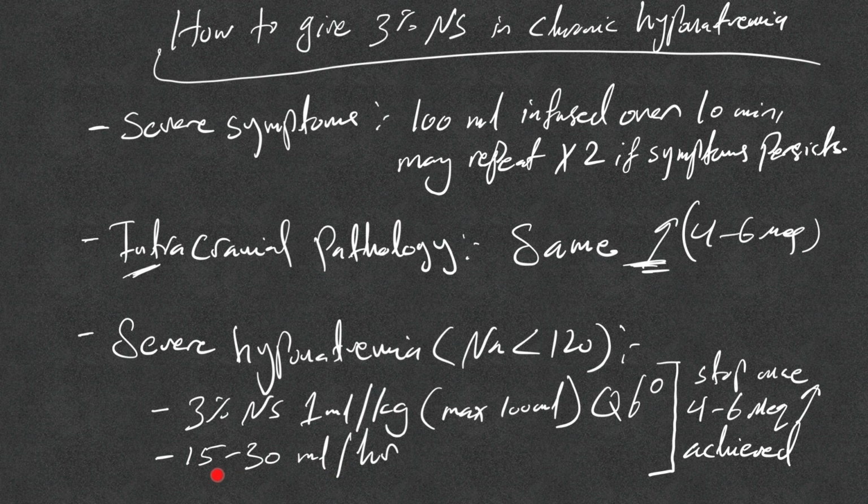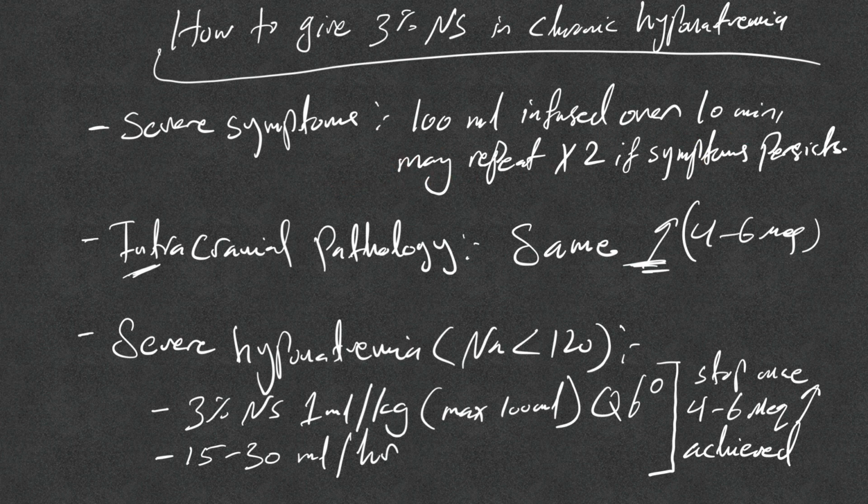per hour. I prefer 20 cc an hour. Continue checking sodium every 1 to 2 hours, and once you achieve the 4 to 6 mEq goal, you stop 3%. Not to get you confused. If asymptomatic here, use either the bolus every 6 hours or the continuous infusion and monitor sodium to achieve the 4 to 6 mEq goal. If they are symptomatic, follow this protocol until the symptoms have resolved.